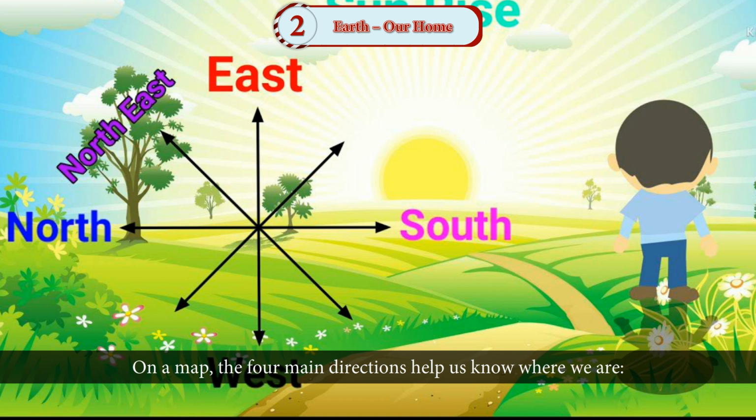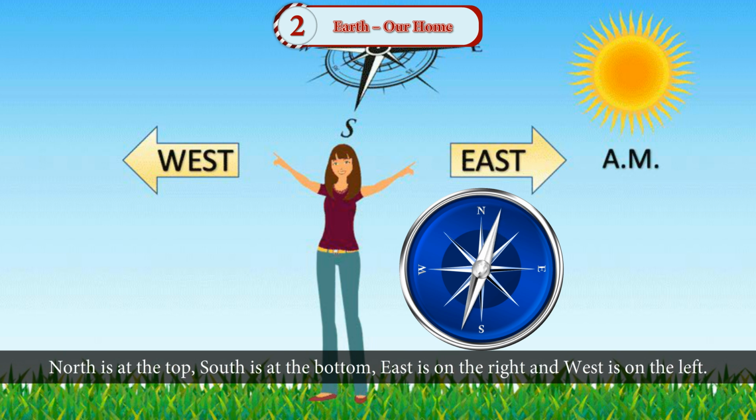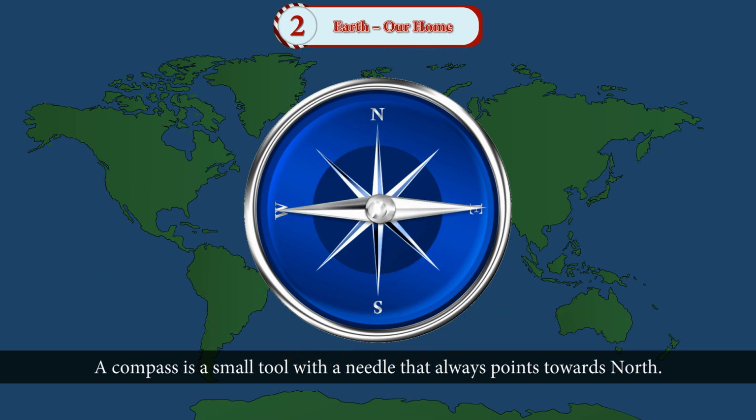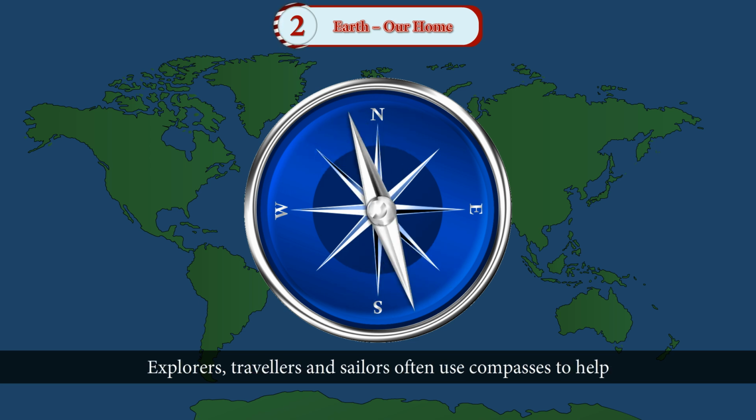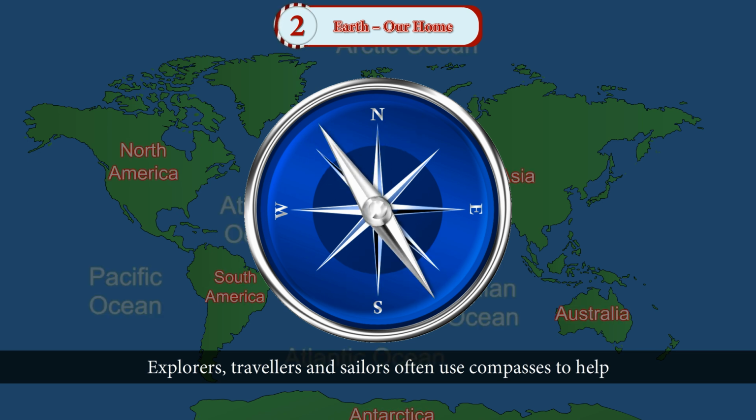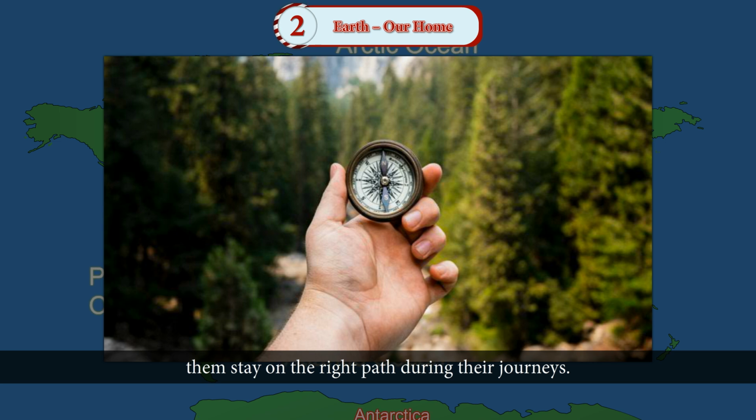Directions on a map. On a map, the four main directions help us to know where we are. North is at the top, south is at the bottom, east is on the right, and west is on the left. A compass is a small tool with a needle that always points towards north. Explorers, travelers, and sailors often use compasses to help them stay on the right path during their journeys.